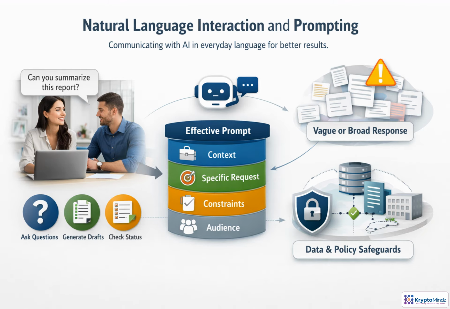Natural language is powerful because people do not need special syntax to work with AI. But the quality of the answer depends heavily on the quality of the instruction. "Summarize this" may work, but it leaves the system guessing what matters. A stronger prompt gives context, task, format, constraints, and audience. For example, ask for 5 bullets for an operations manager focused on supplier delay risks and next actions. In enterprise settings, prompting also has boundaries. The AI should only use permitted data, follow policy, and avoid exposing private or restricted information.